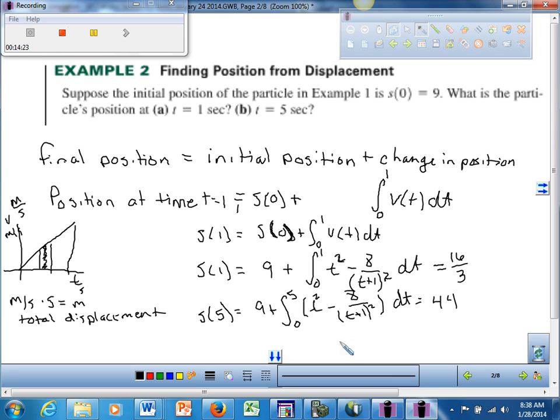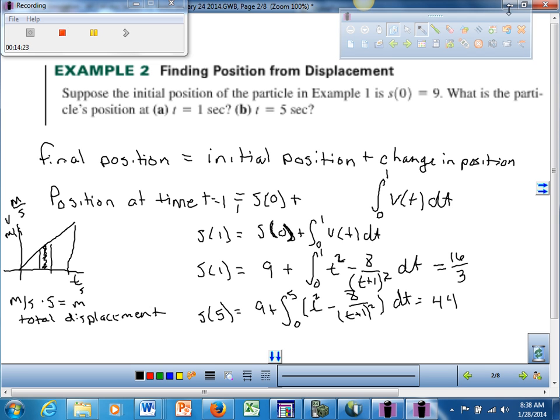Okay? So we're just defining displacement, this is finding final position. So the displacement is the integral that we found right here. That is the displacement from where I started. Are there any of them where we just take the absolute value of it?